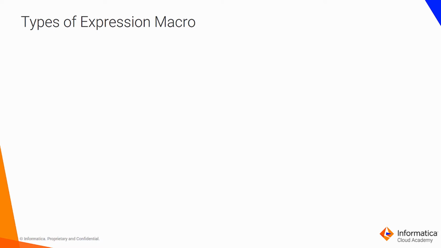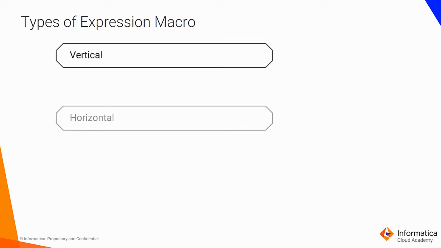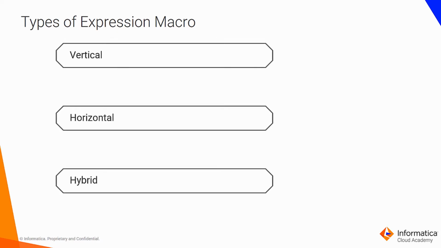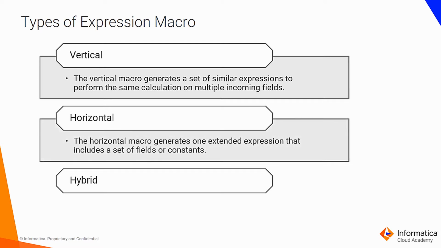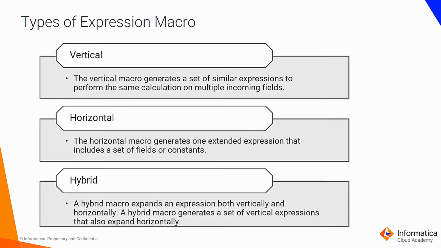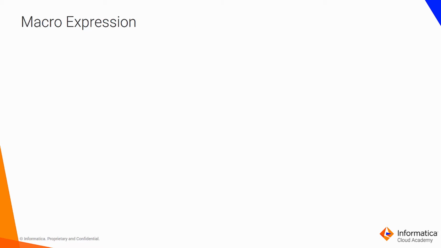There are three types of macro expression in Informatica Cloud. The first one is vertical, then horizontal, and hybrid. The vertical macro generates a set of similar expressions to perform the same calculation on multiple incoming fields. The horizontal macro generates one extended expression that includes a set of fields or constants. A hybrid macro expands an expression both vertically and horizontally. A hybrid macro generates a set of vertical expressions that also expand horizontally.